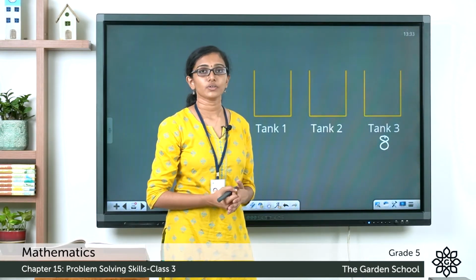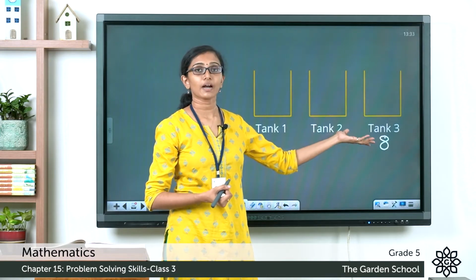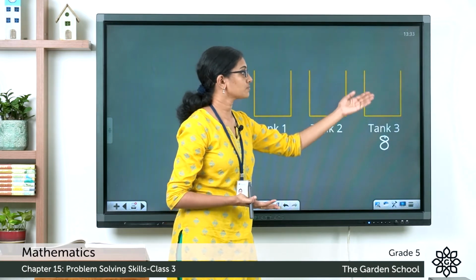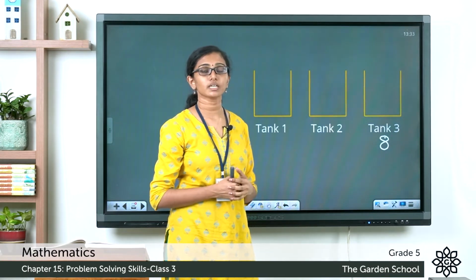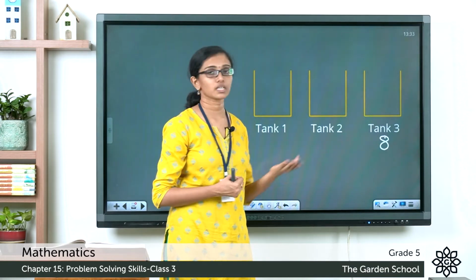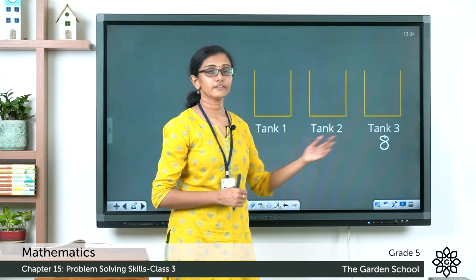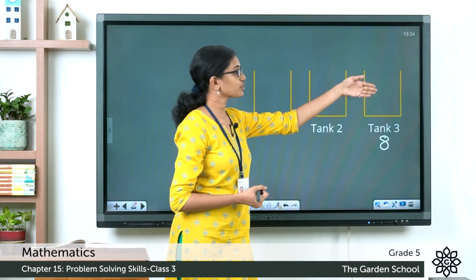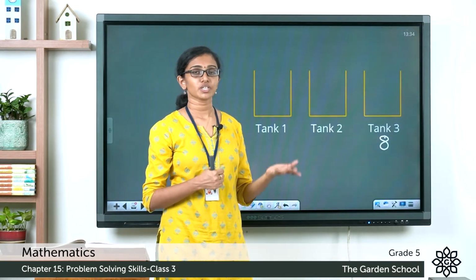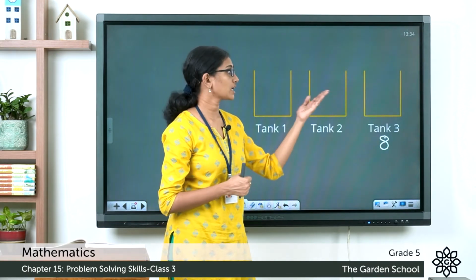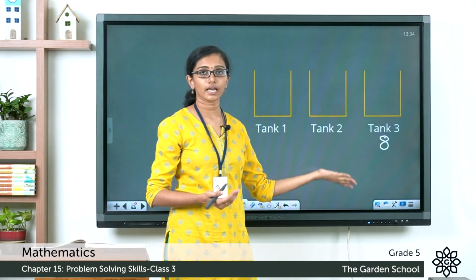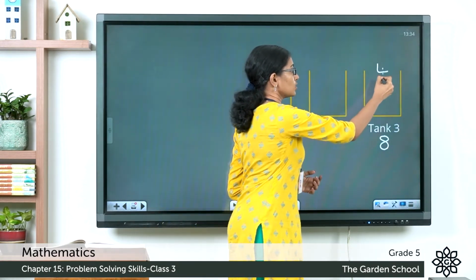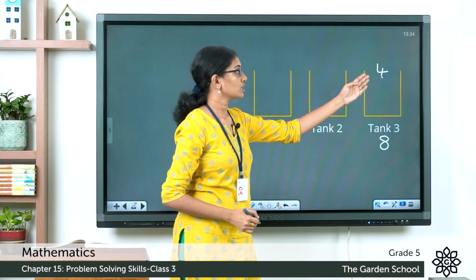So these 8 flowers are double the number she had with her when she came to the third tank. Can you say what the number of flowers she had when she came to the third tank was? It will be half of this 8, right? So what is half of 8? We know it is 4. So she came to the third tank with 4 flowers.